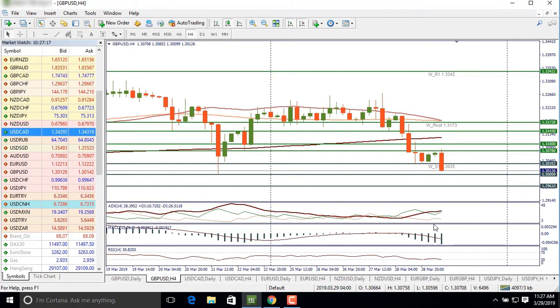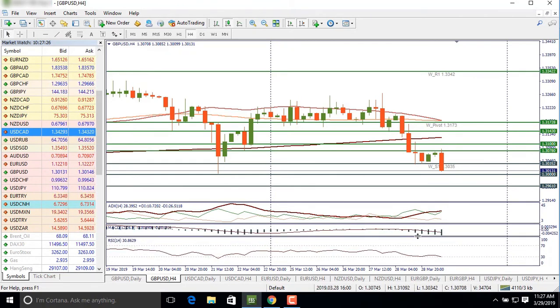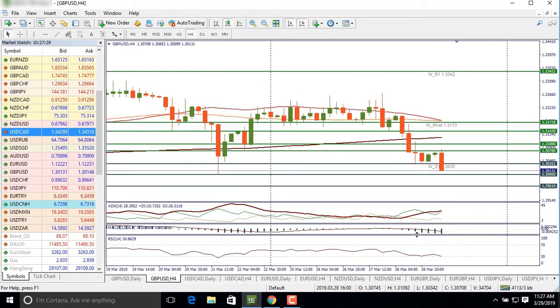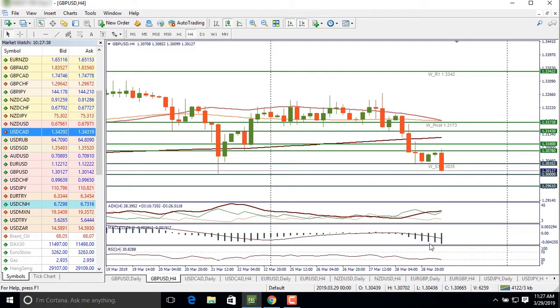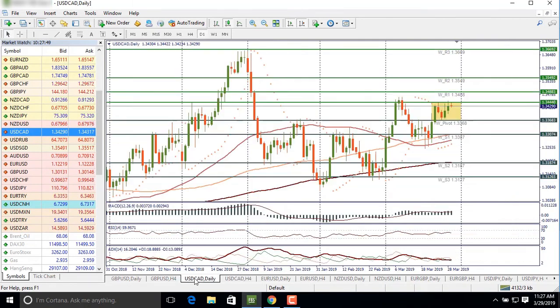If we look at indicators, we can see that ADX shows that bears are gaining strength, and RSI is about to enter the oversold zone. If it enters this zone and then leaves it, it may signal a short-term opportunity to buy, to go long on the GBP USD pair. But you need to wait for other confirmations, of course.